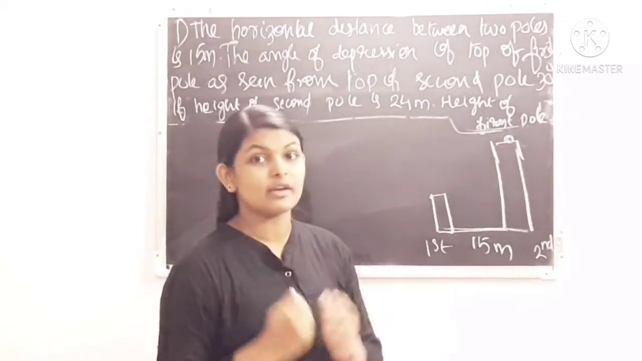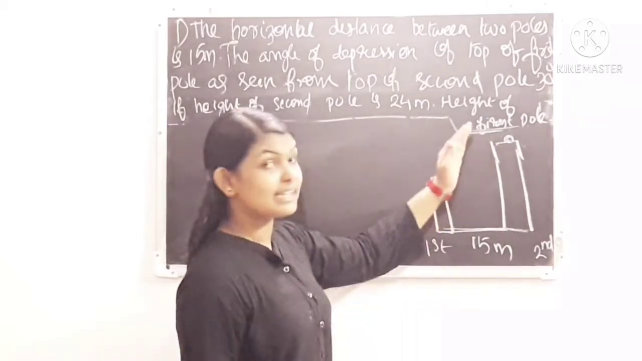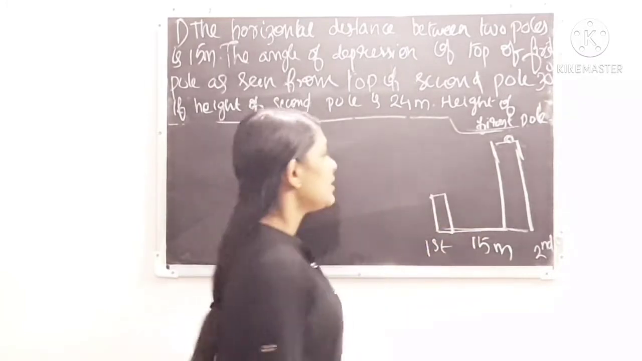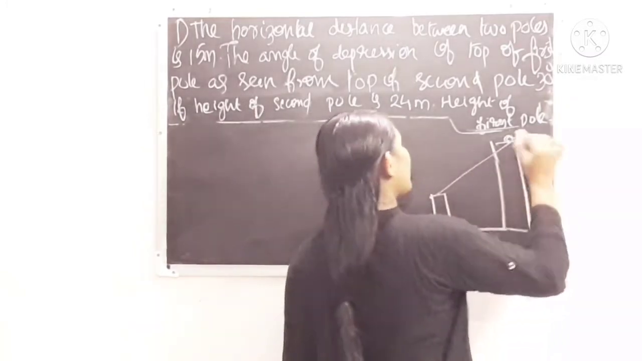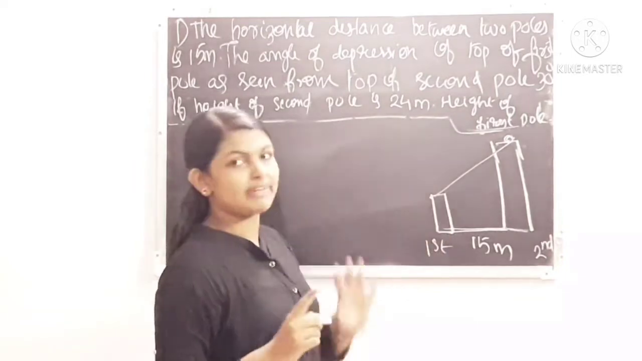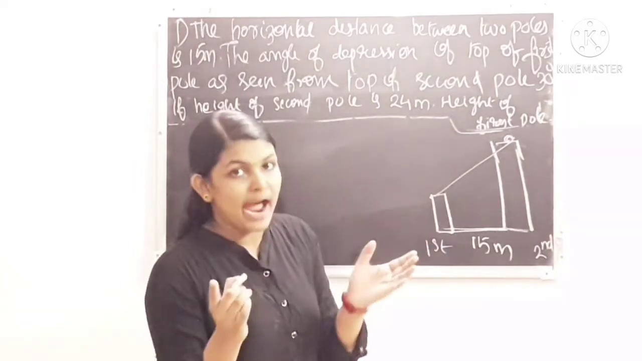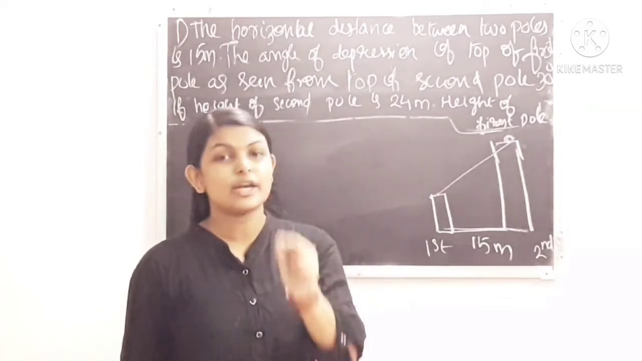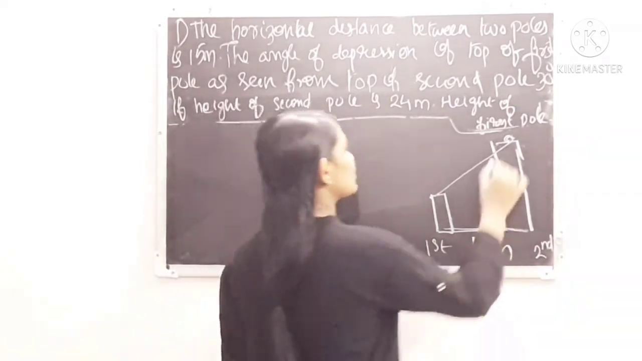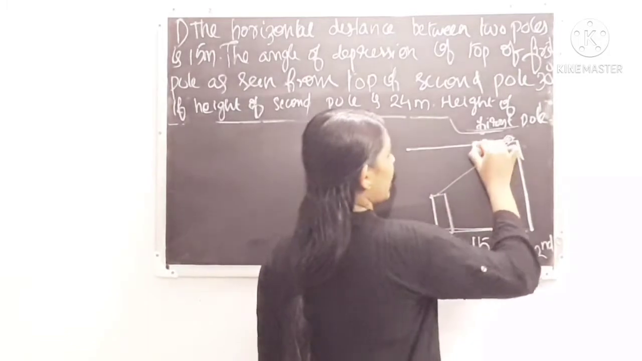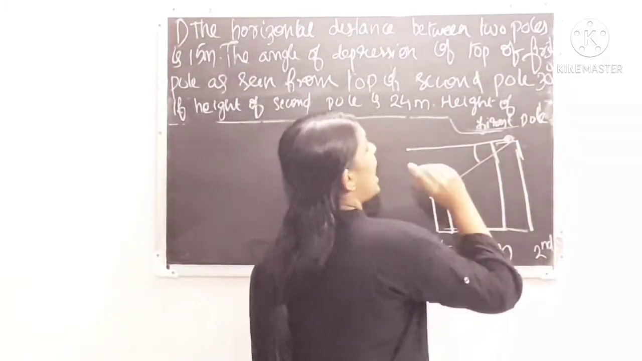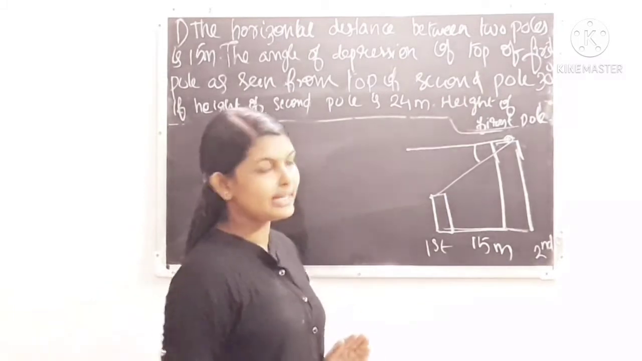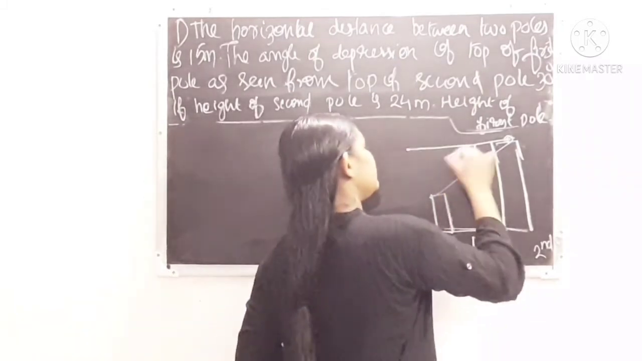So which is the line of sight here? The line of sight is a line joining the point where he observes and the observer. That means we have to join the observer and the point where he observes. So this is our line of sight. What do you mean by angle of depression? Angle of depression is the angle made between the line of sight and the horizontal. So here horizontal is this one. The angle between them is the angle of depression, and it is given in the question as 30 degree. So this angle is given as 30 degree.